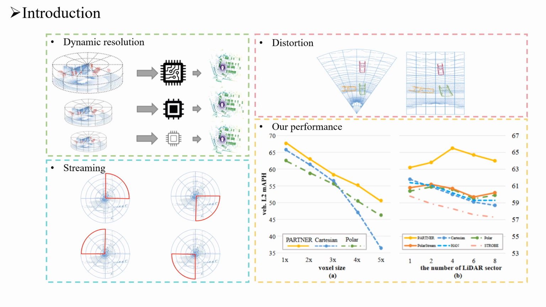Compared with the convention-based representation, polar representation has potential superiority in several applications, such as robust performance under dynamic resolutions and streaming detection. Despite its promising characteristics, polar-based 3D detectors inevitably suffer from severe feature distortions. To address these issues, we present a novel polar representation detector, PARTNER, to learn effective representation, and it shows overwhelming advantages in streaming-based detection and different resolutions.